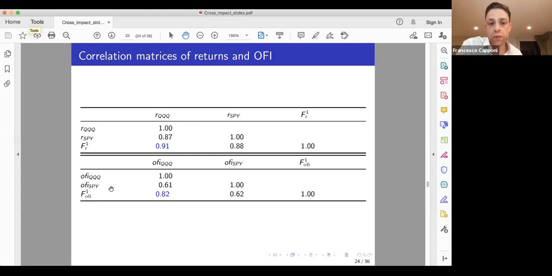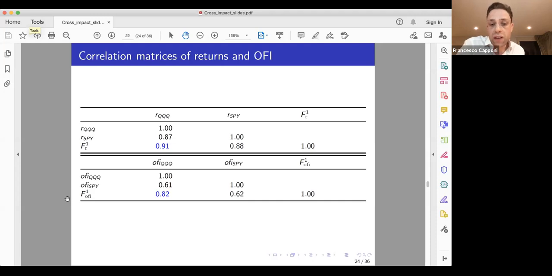And similarly for OFI, we have the order flow imbalance of the ETF QQQ, of the ETF SPY. We wanted to see how closely related the first principal components are to the overall market movements. As you can see from the numbers in blue, the first principal component of returns has a correlation of 91% with the overall return on the ETF that tracks the NASDAQ 100, which is incredibly high. And it's a bit lower for the SPY, 88%.